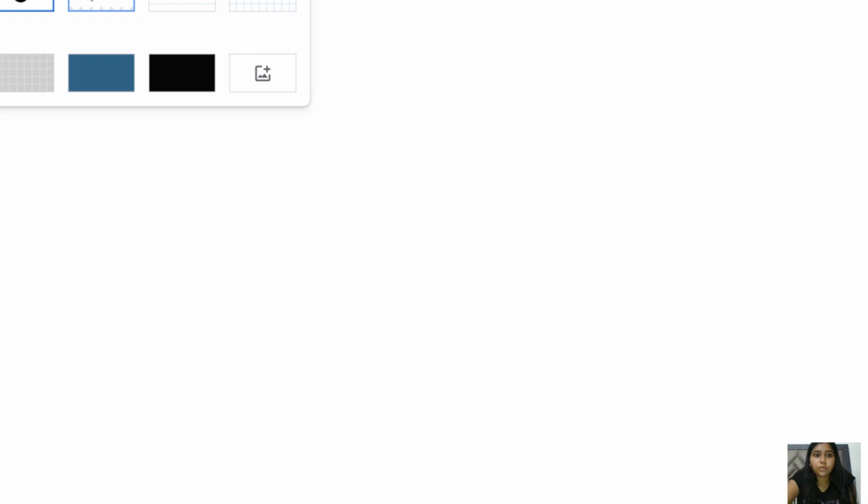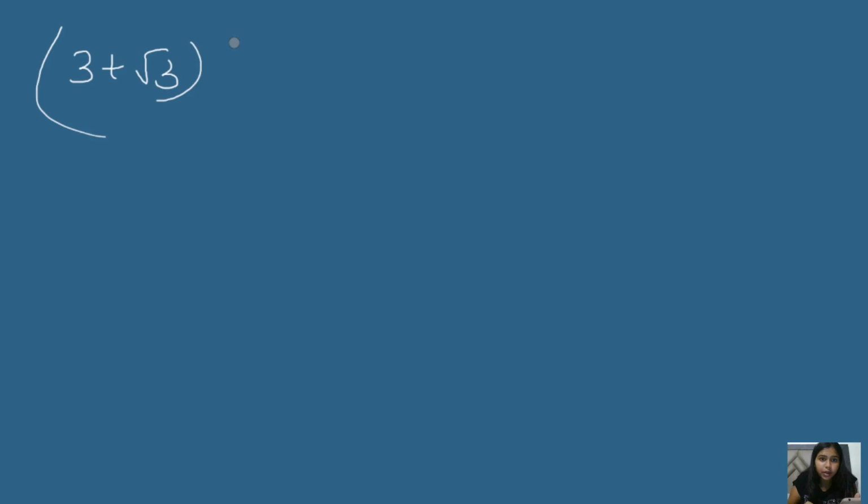Now I'll teach you how to multiply the numbers which are generally in square roots. Let's take the example 3 plus root 3 multiplied by 2 plus root 2. In that case, generally a plus b multiplied by c plus d, we have to multiply a with both the numbers present and b also with both the numbers present, like it will look like this.